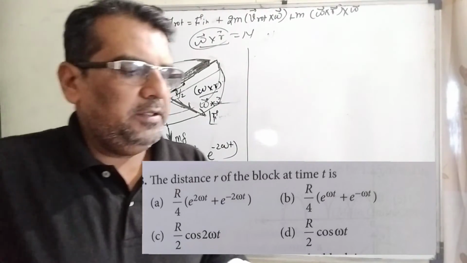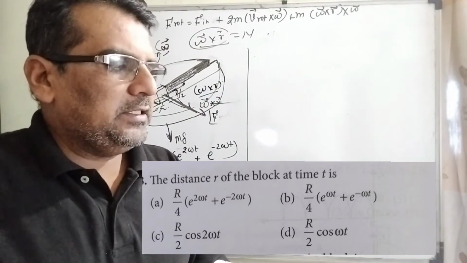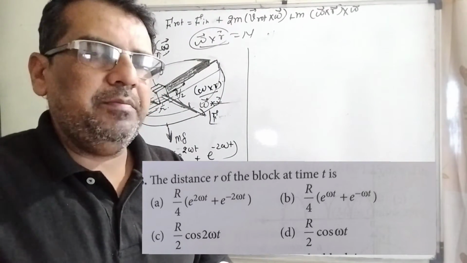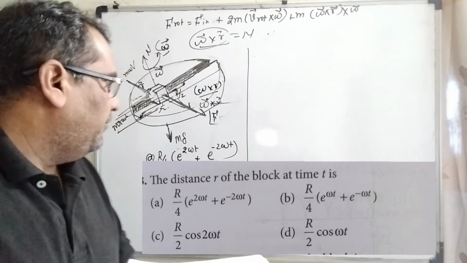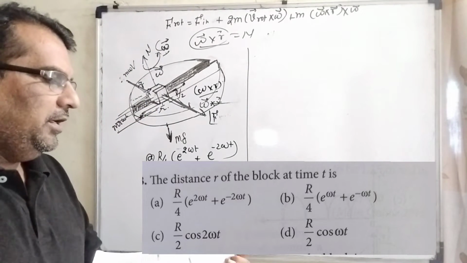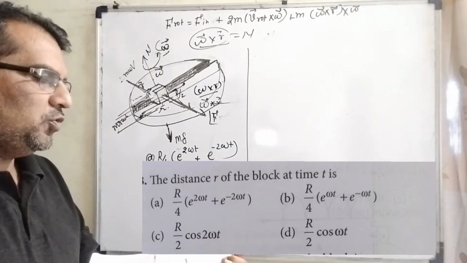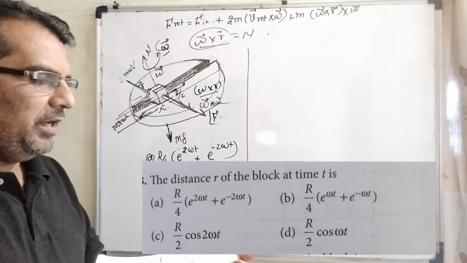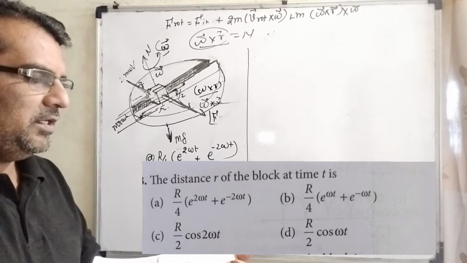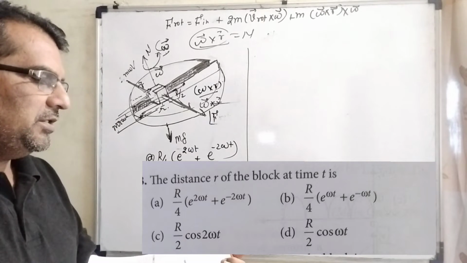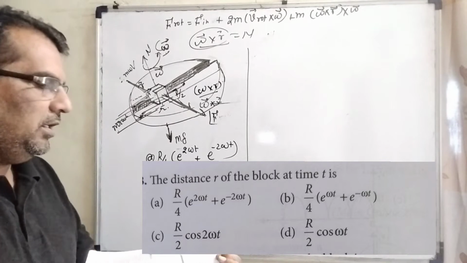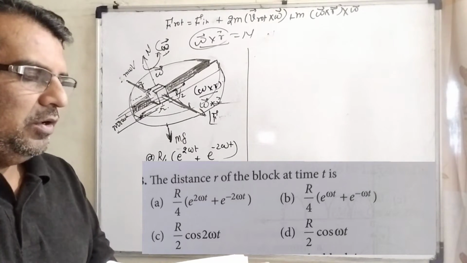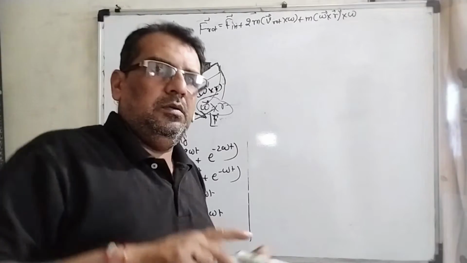What the first part of this question says: the distance r of the block at time t is, option A, R by 4 into bracket e raised to power 2 omega t plus e raised to power minus 2 omega t. Option B, R by 4 into bracket e raised to power omega t plus e raised to power minus omega t. Option C, R by 2 cos 2 omega t. Option D, R by 2 cos omega t.